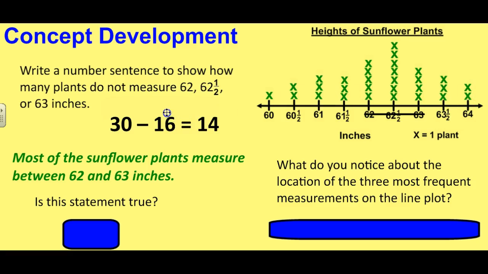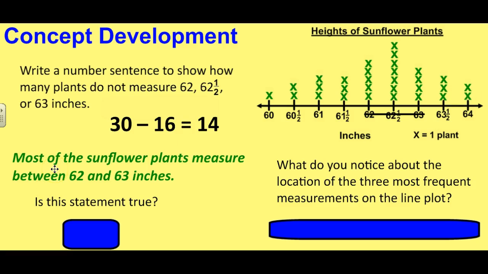If you didn't do it like that and you maybe wrote 1 plus 2 plus 3 plus 3 plus 3 plus 2, I'm totally fine with that too, as long as you wrote down a number sentence on your paper showing me that's how you figured out how many other plants there were that didn't measure those three measurements that we crossed out.